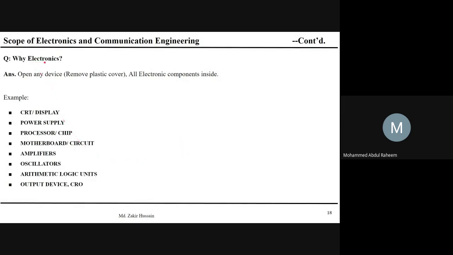Why electronics? Open any device today. Inside the plastic cover, you will see all electronic components. The SIM card that you insert is encapsulated in the plastic cover. If you open that, your naked eye cannot see those billions of transistors inside.